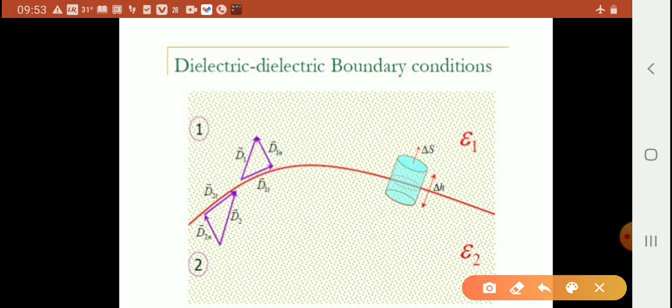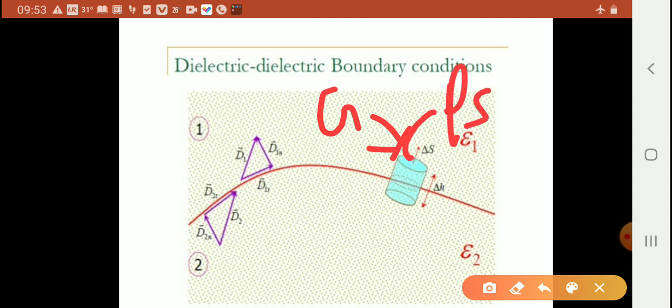This is the Gaussian surface, with area del s and total charge flux density rho s, and total height del h. The tangential component of electric field intensity is 0.